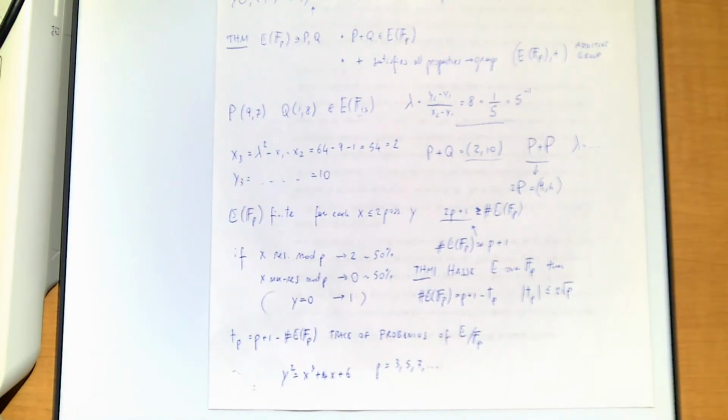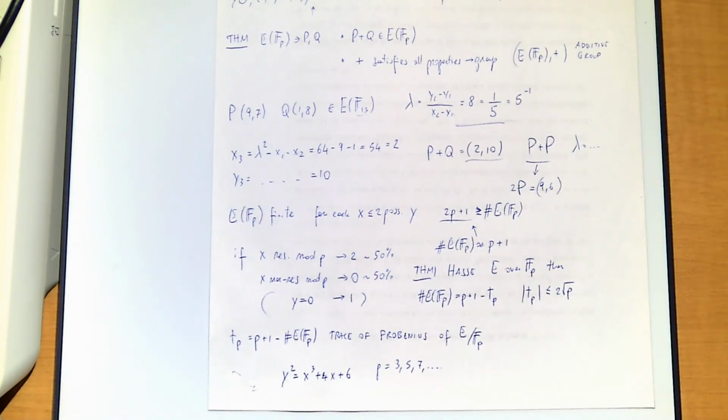So now we've defined curves over the field, and we looked at how many points are on the curve and how many points we can expect on the curve in principle.